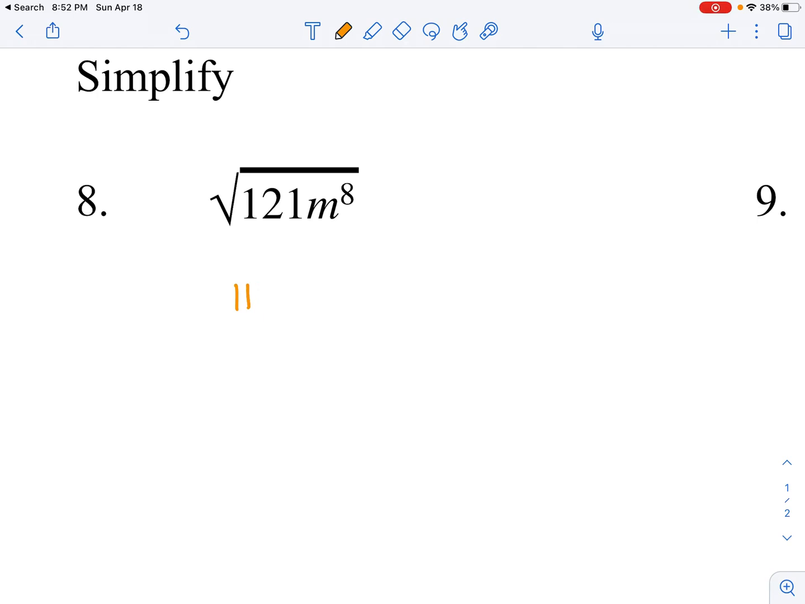And then we've done problems like this in the past 2 videos ago, where we are taking m to the 8th and we're square rooting it, and all we did was we converted it to an exponent, so this would be m to the 8 over 2, and then we simplified that to get m to the 4th, and that is exactly our answer for this number 8 question right here.